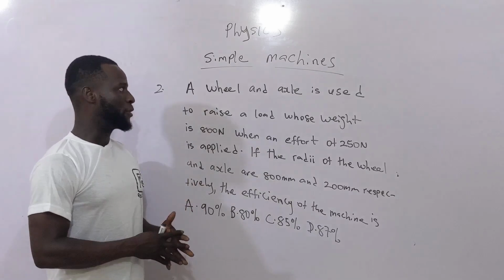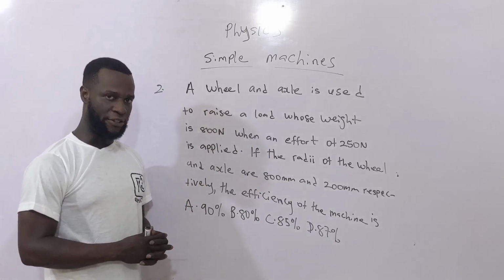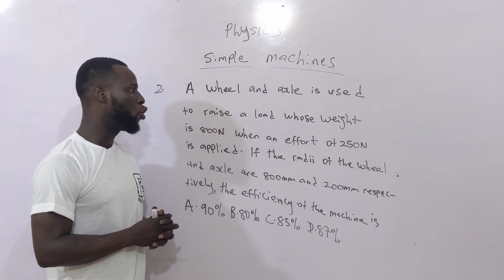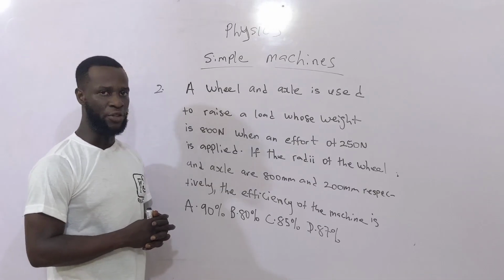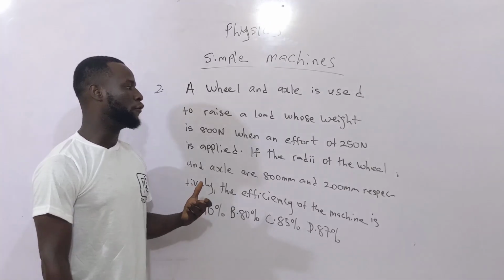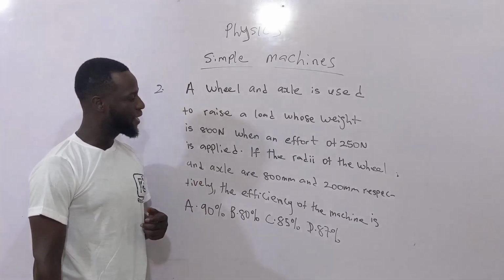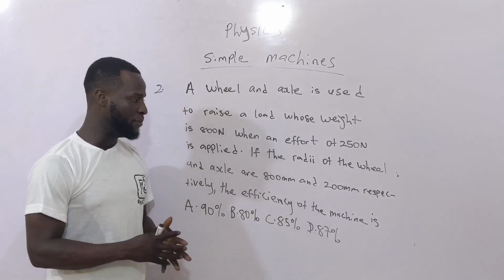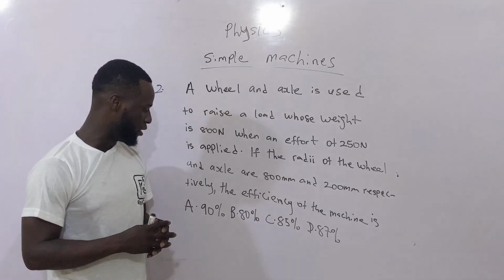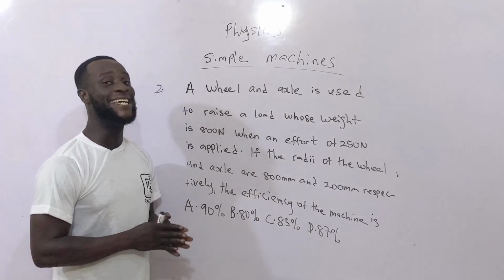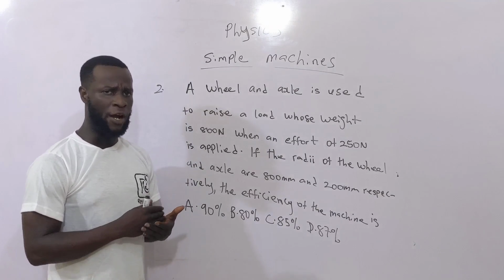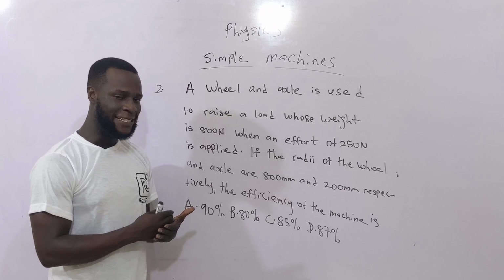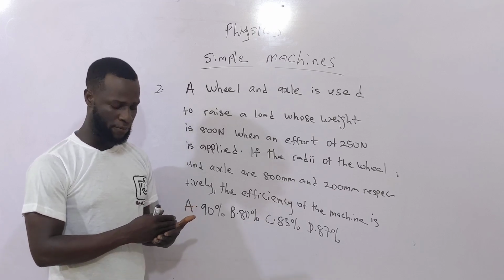Welcome back. Still on simple machine, question number 2. A wheel and axle is used to raise a load whose weight is 800 Newton when an effort of 250 Newton is applied. If the radii of the wheel and axle are 800 millimeter and 200 millimeter respectively, the efficiency of the machine is. The question we are going to ask ourselves: which of the equations of the efficiency of the machine are we going to use?